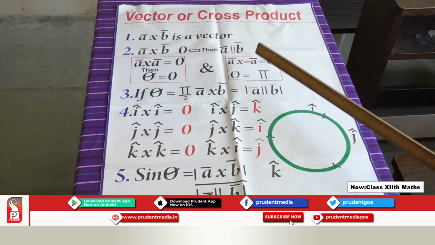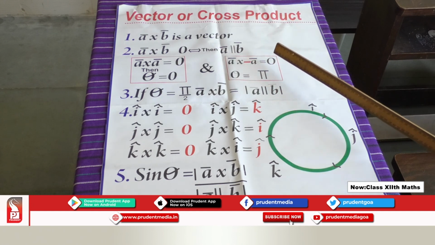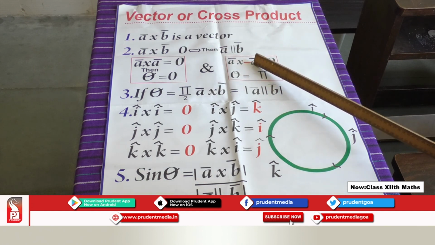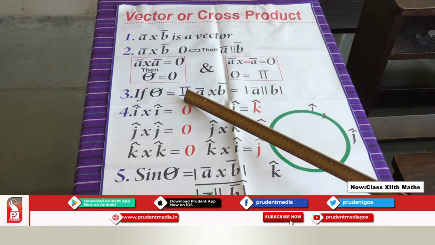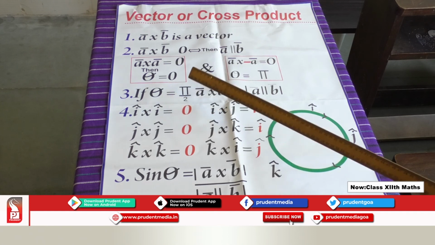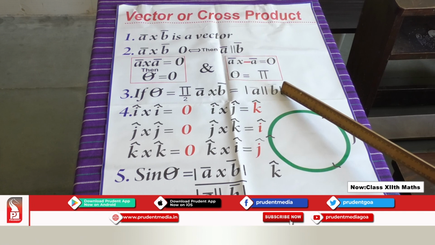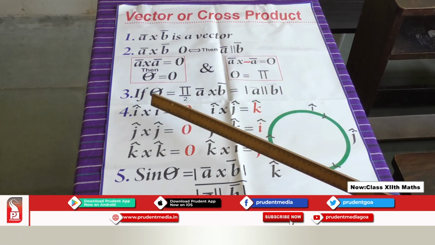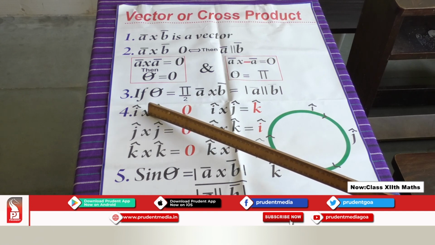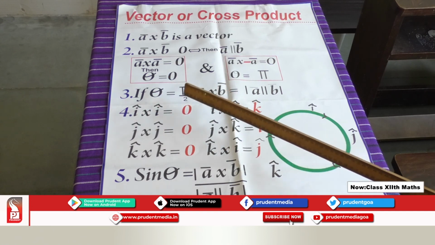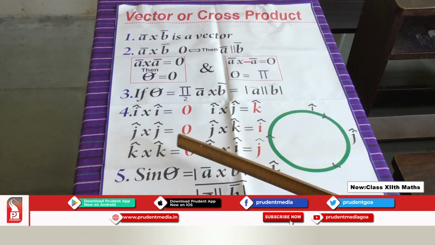When theta is pi, you will get sin pi, and that is also 0. So A cross minus A is also 0. When theta is pi by 2, when two vectors are perpendicular, sin pi by 2 is 1, that is why A cross B is modulus of A into modulus of B. Now i cross i, the angle between i and i is 0, therefore sin 0 is 0, that is why you are getting i cross i is 0, j cross j is 0, k cross k is 0.